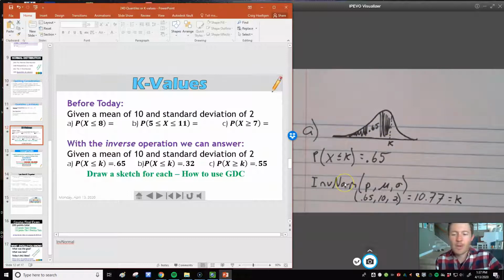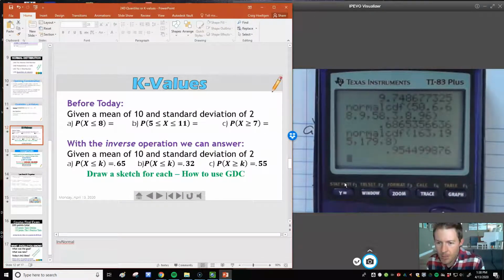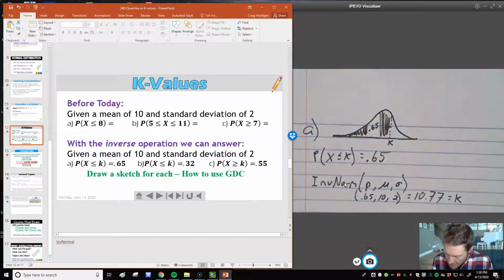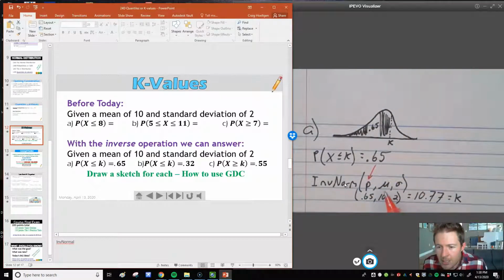You do have an inverse normal function on your calculator, which is so nice. Let's turn this on. I'm going to go second, distributions, and it's the third one down. It's inverse normal. The syntax for inverse normal, if your calculator doesn't tell it to you, is the probability, and then your mean and your standard deviation. So put in the probability, 0.65, our mean, and our standard deviation, and here it spit out 10.77, and that is our k-value.